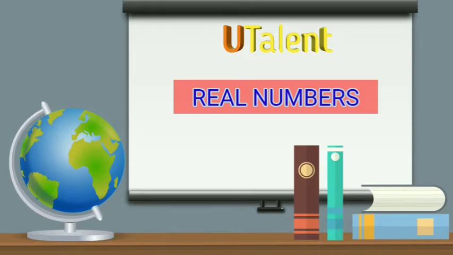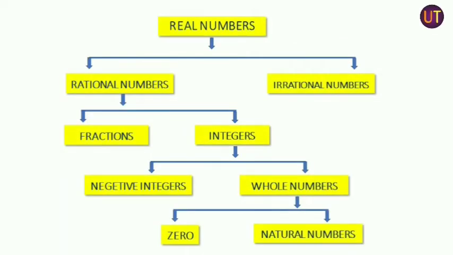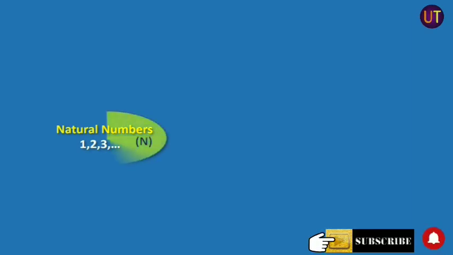Now, I am giving a rough idea of real numbers. Real numbers are the numbers that can be plotted on a number line. This is the flow chart of real numbers. All the counting numbers such as 1, 2, 3, 4, 5 and so on are called natural numbers. Natural numbers are denoted by capital N. Now let's draw a circle to represent natural numbers.